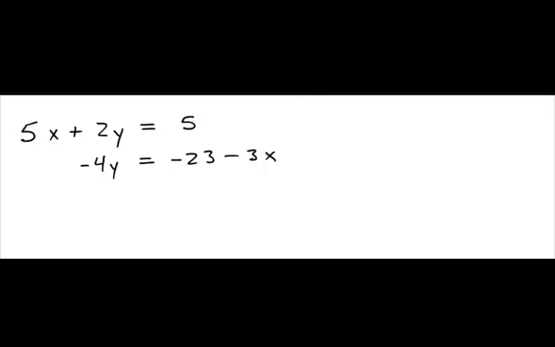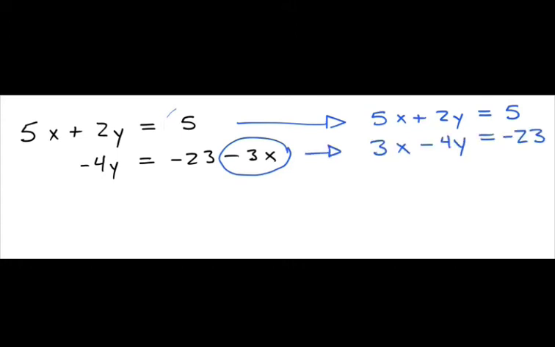First equation is perfectly fine, so I'm just going to rewrite it. In the second equation, the negative 3x, I need to move it over to the left. So it's important that x and y are on the left-hand side and that the constant, or the number, is on the right, okay? So to move this, because it's a negative 3x on the right, when I move it to the left, it'll be positive.